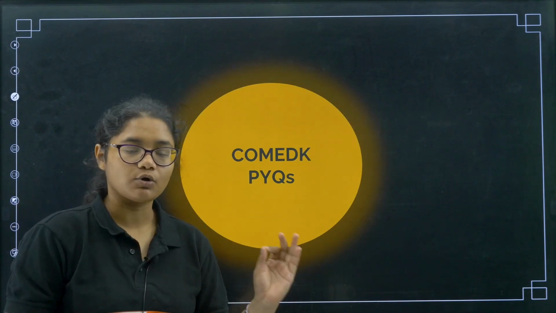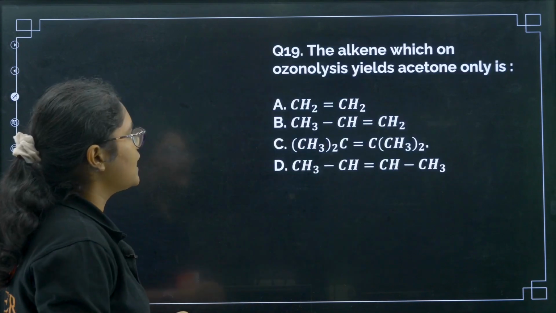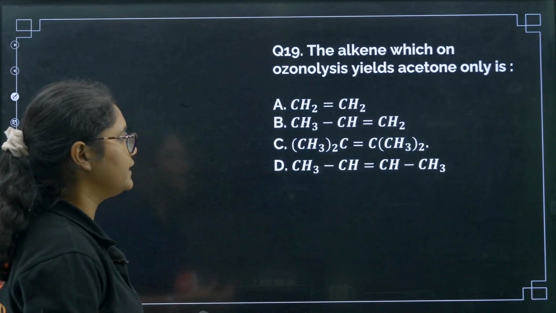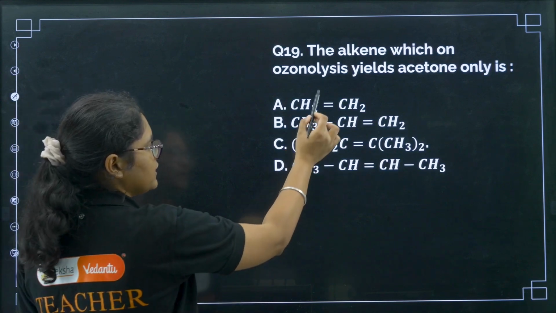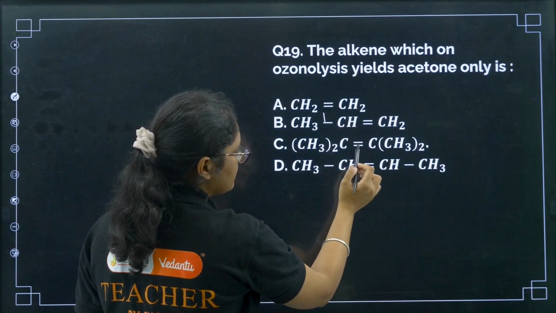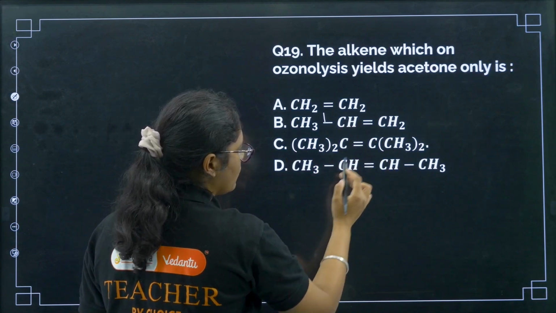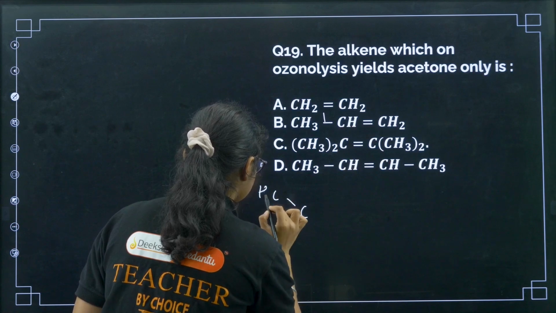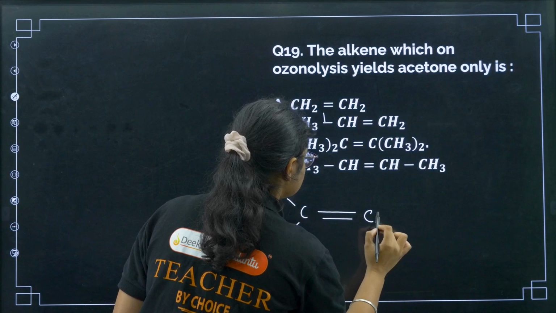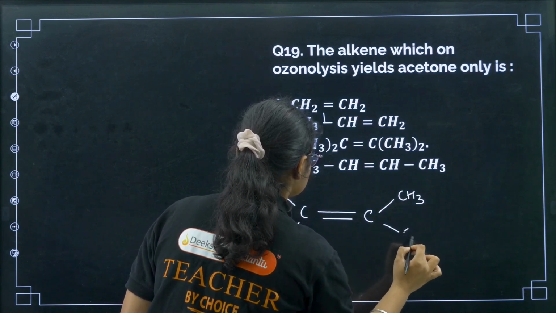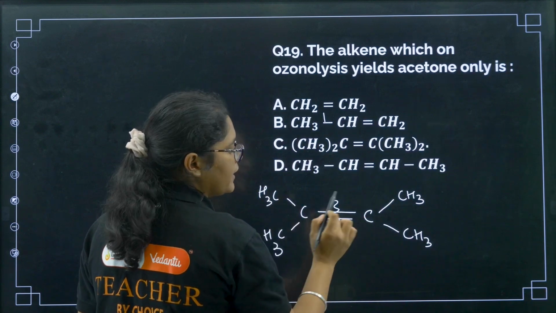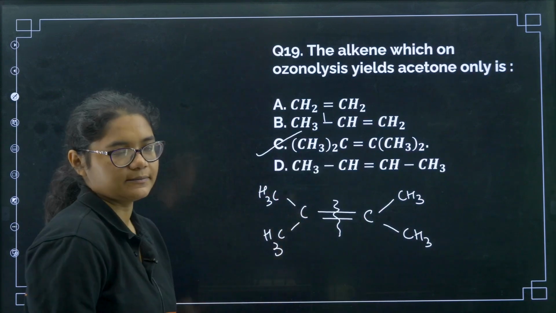Now we'll be moving towards some COMEDK previous year questions. The alkene which on ozonolysis yields only acetone is... So you will get only acetone, but if you do this one, you will get formaldehyde. Here also you will get formaldehyde. But here, if you do both sides, you get one O here and one O here. See, the structure is like this: CH3, CH3, double bond, C, CH3, CH3. Now what will happen? The bond will break here, and we get C double bond O and C double bond O. So option number C.